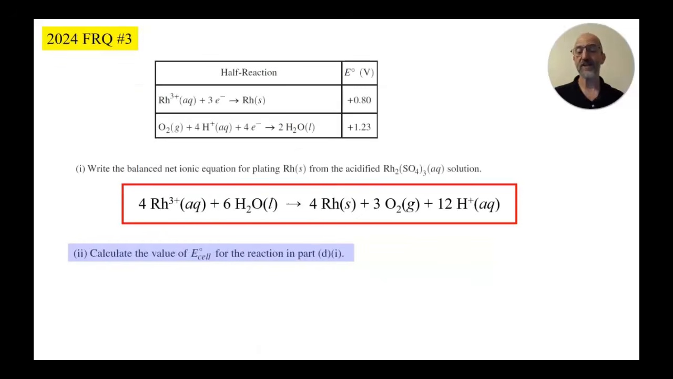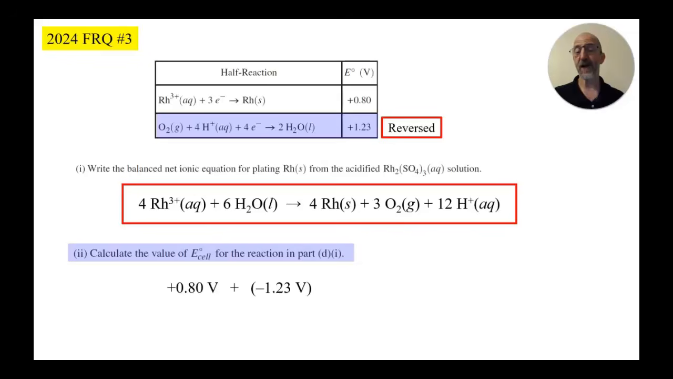There was one equation, which was the rhodium equation. We did not reverse it, we simply multiplied by 4. But you do not multiply the cell potential when you multiply the coefficients of a half reaction. So I see 0.80 volts for the rhodium, the one that I did not reverse. The other one that I did reverse, that was 1.23, but now that becomes negative 1.23.